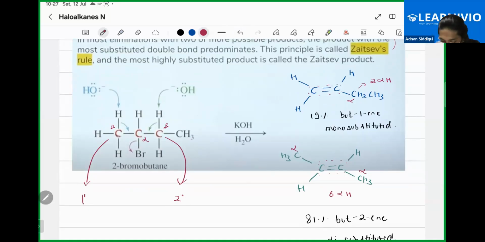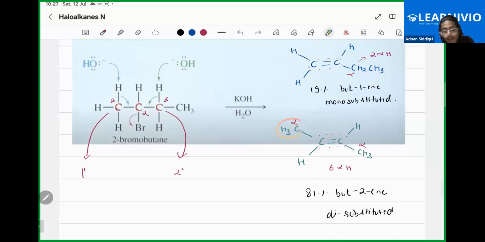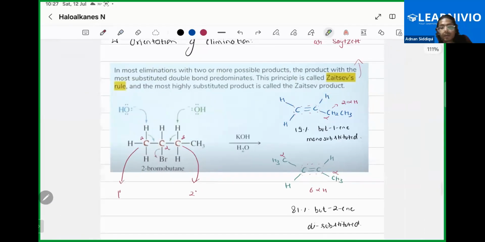So you will see this double bonded region, and you will see its right side and its left side. On the right side, you are seeing one alkyl group, and hydrogen, hydrogen, hydrogen. But if you are doing the same thing here, you are seeing a methyl group on the left side as well as at the right side. So which one is more substituted? The second one. So it will be the major product.